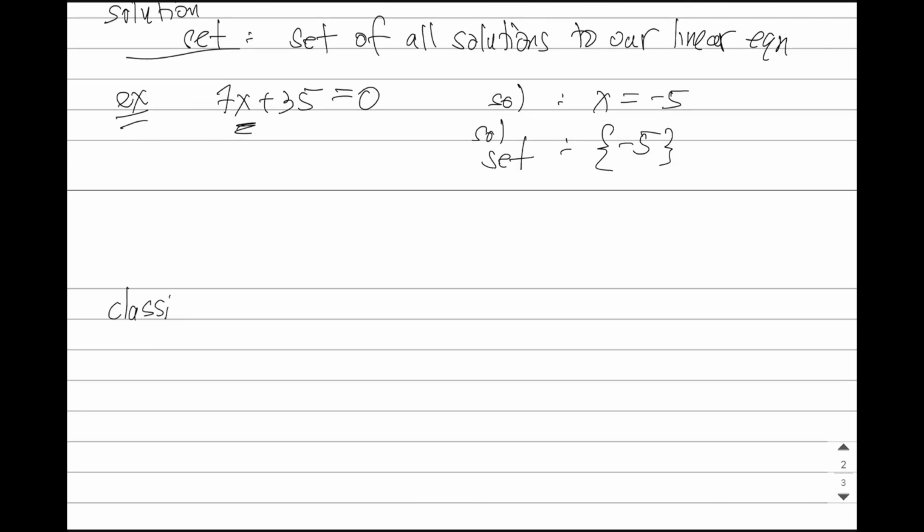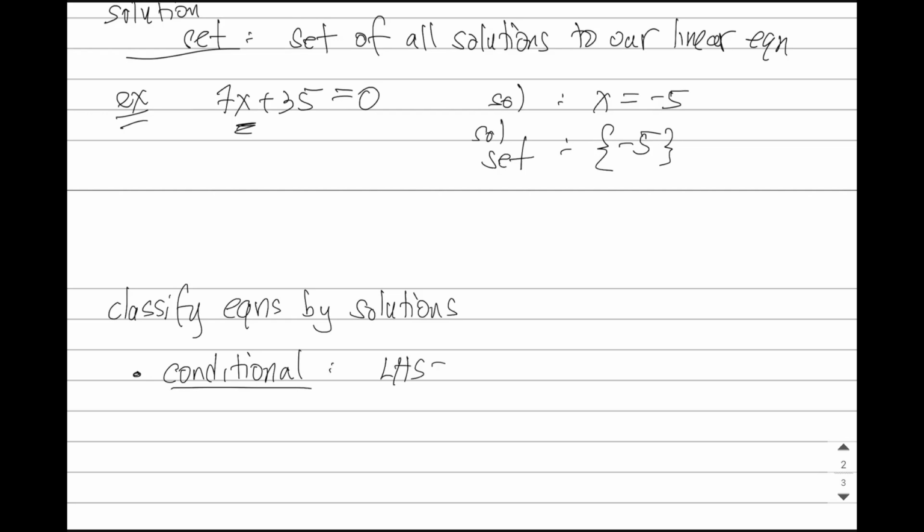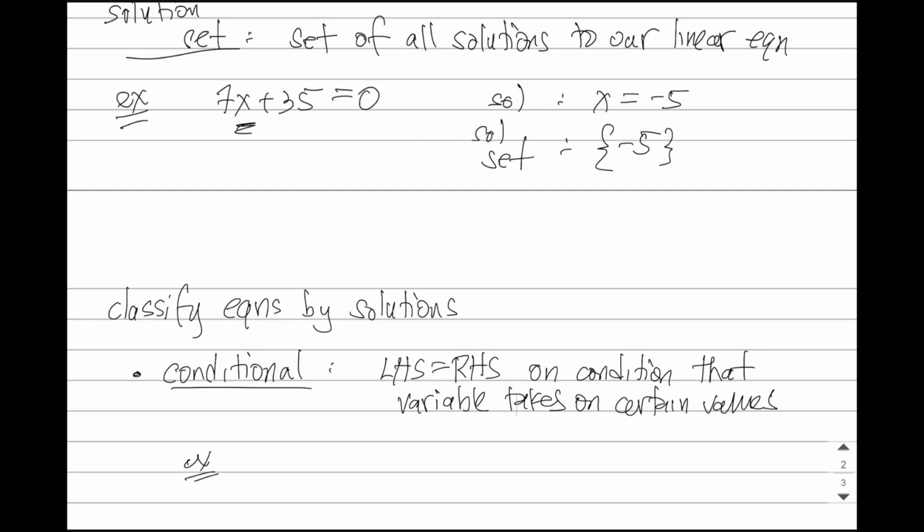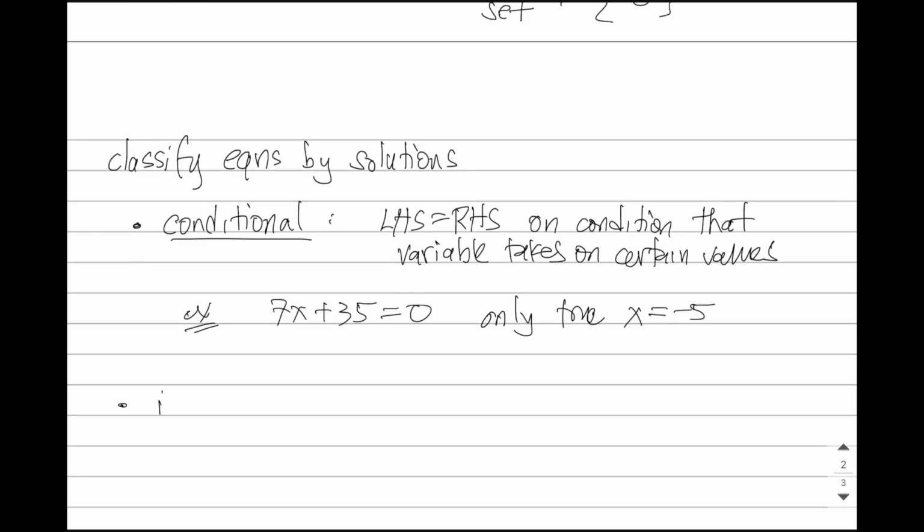It's really important for us to start classifying equations by the number of solutions that they have. Linear equations fall under one of three categories. There's something called a conditional equation, where the left-hand side is equal to the right-hand side on the condition that the variable takes on certain values only. In the example we just saw, 7x plus 35 equals 0, the left and the right will only be equal to each other when x is -5. This isn't true for any other value of x. So this is what we call a conditional equation.